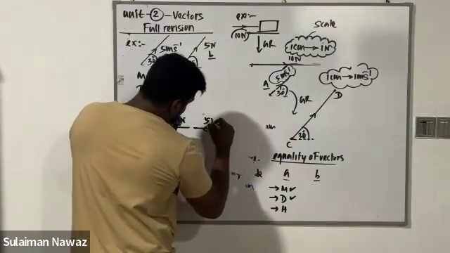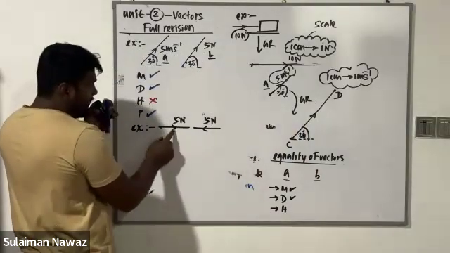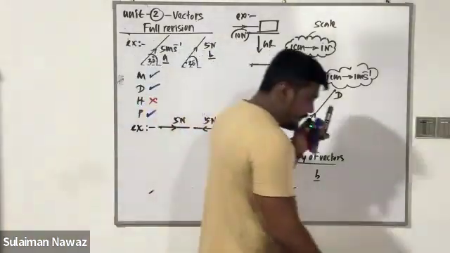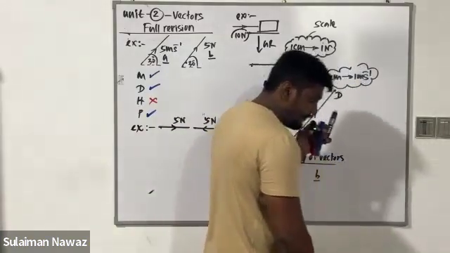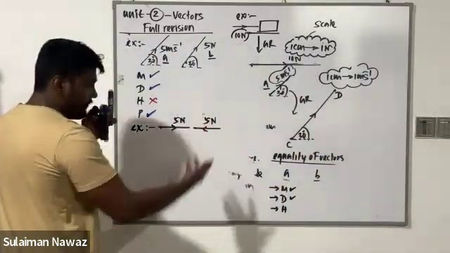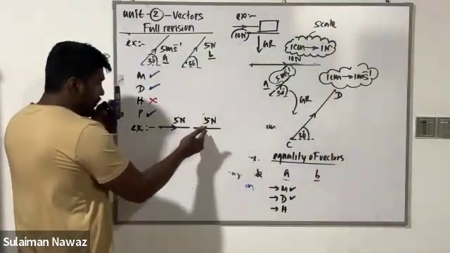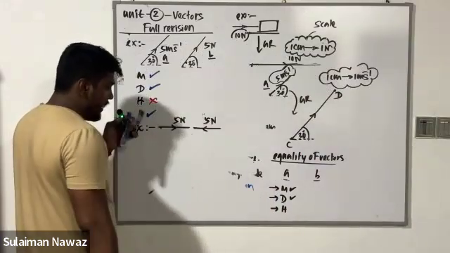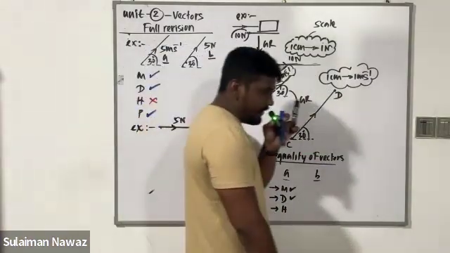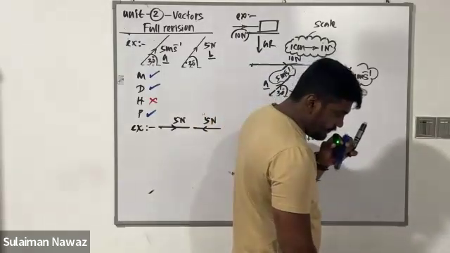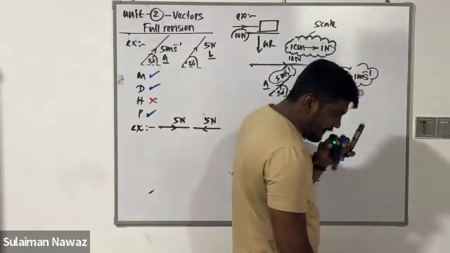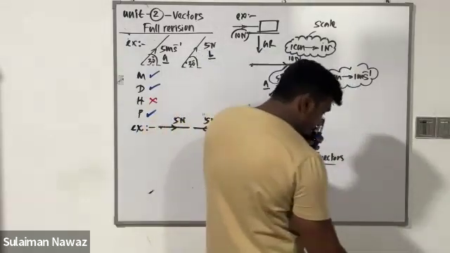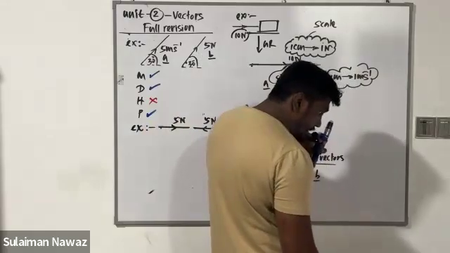This is 5 Newton. Raise your hands: how many of you say these two vectors are equal? How many of you say they are not equal? This vector A and vector B are not equal. So you understand that they are not equal, right? That is the idea. Okay, so then you understood the equality of vectors.